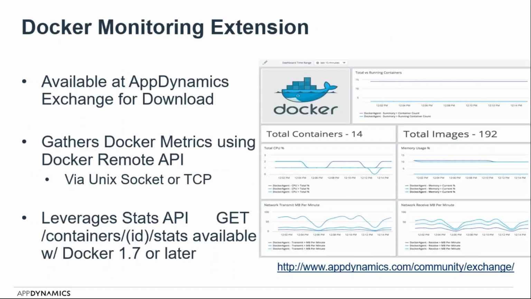Pretty cool: an out-of-the-box dashboard with the extension, which is available now at our application exchange. It connects to Docker metrics via the remote API. It could be via the Unix socket or via TCP, and it uses the API from Docker 1.7 and later. So here's a link if you want to go try it out.